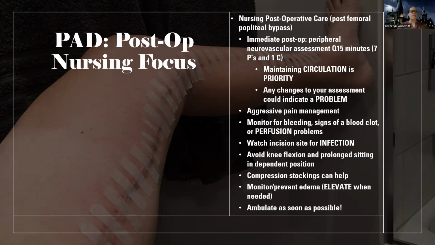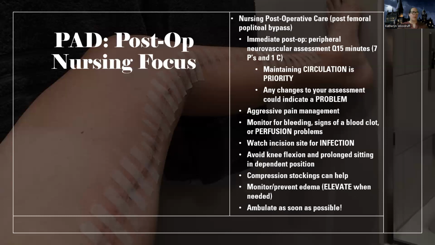I'm going to monitor for bleeding and any signs that they are forming a blood clot, because with that new blood vessel, they can form a clot a little bit more easily, especially after surgery or with any sort of perfusion issues. I'm going to watch their incision site for infection. Because it's a very long incision, it can more easily get infected. And you have to think of where it is: the groin is a dirty place, so we definitely want to be watching it closely.